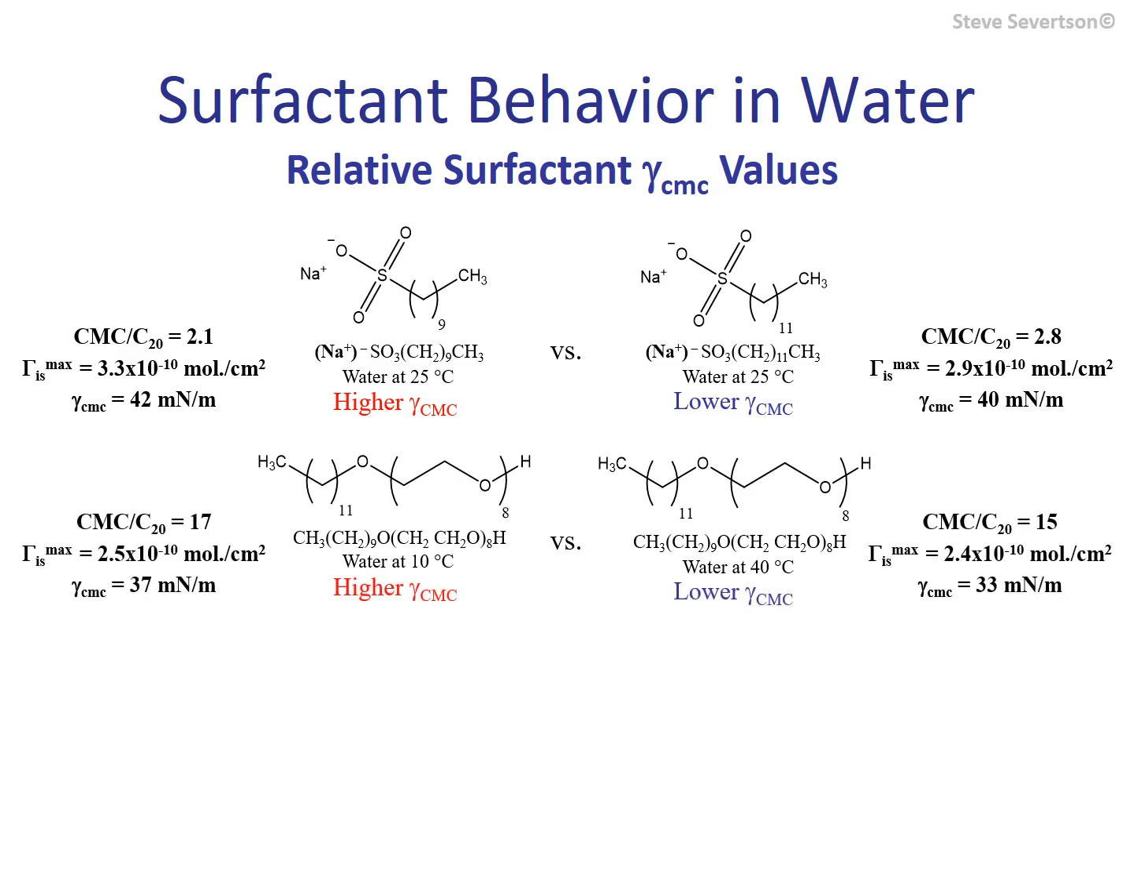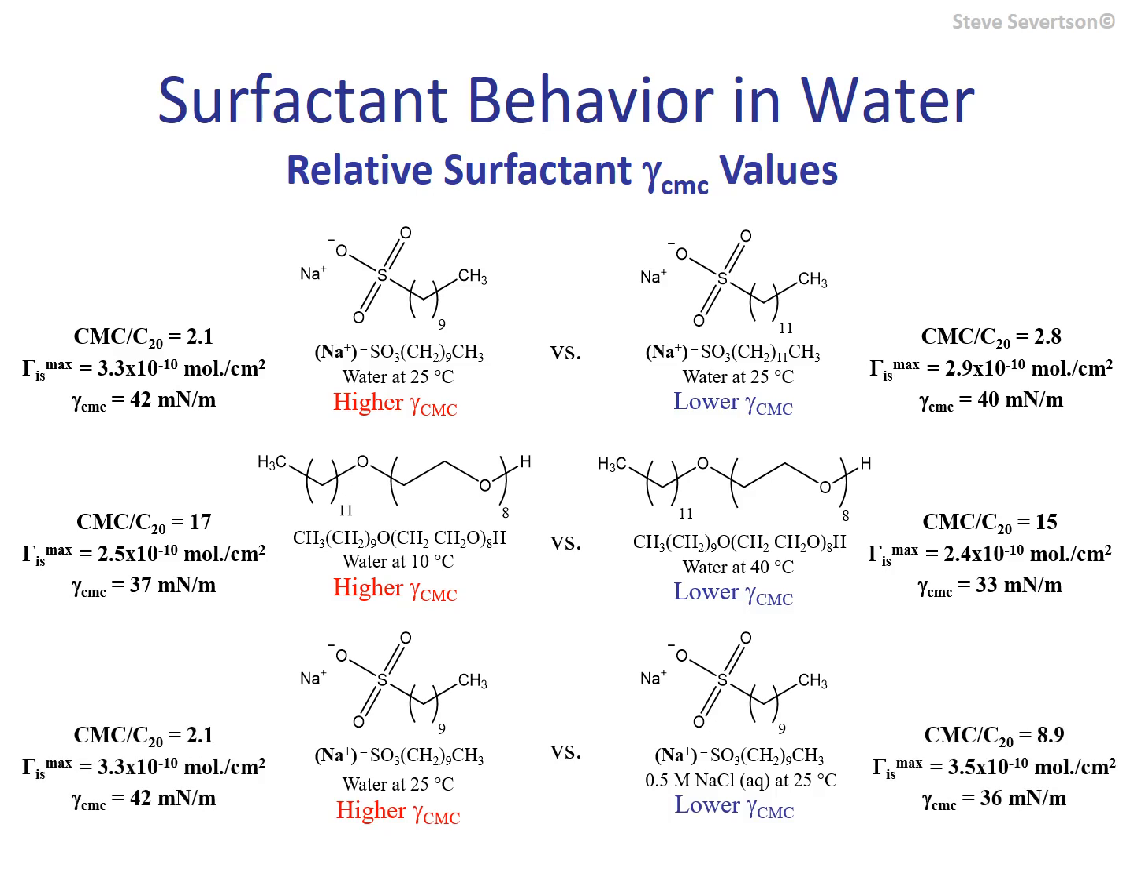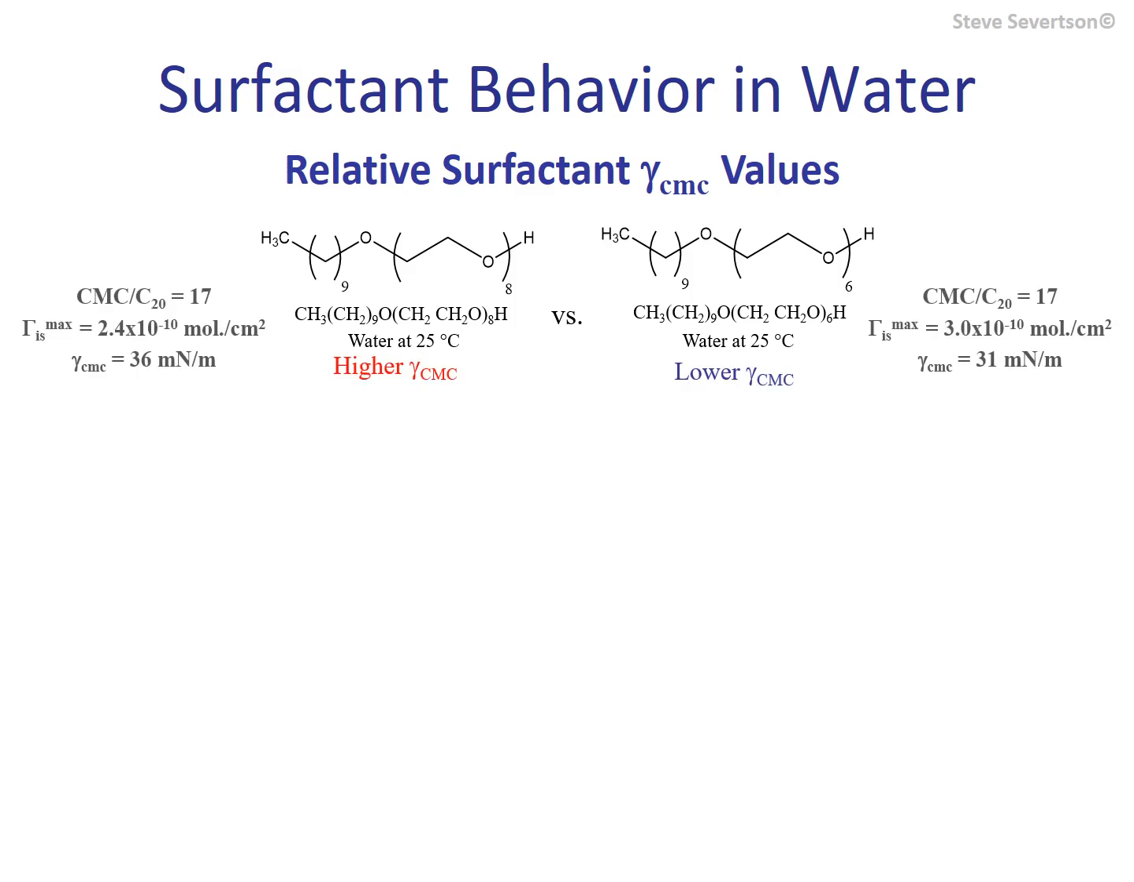For sodium decyl sulfonate at 25 degrees Celsius in distilled water and in water containing 0.5 molar sodium chloride, we expect the higher ionic strength to produce a decrease in the limiting surface tension due primarily to the decrease in the C20. You can see that the influence of ionic strength is relatively large. Next, gamma CMC values are compared for ethoxylated fatty alcohols possessing the same hydrophobe but differ in ethylene oxide linkages by 2. The number of linkages is above 6, so we expect a slight decrease for the smaller head group.